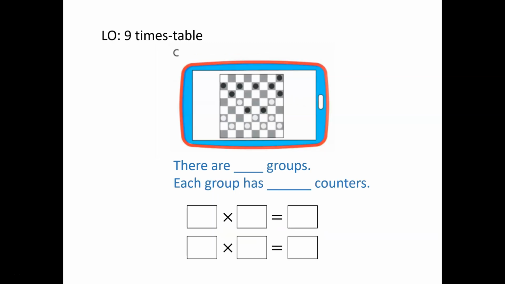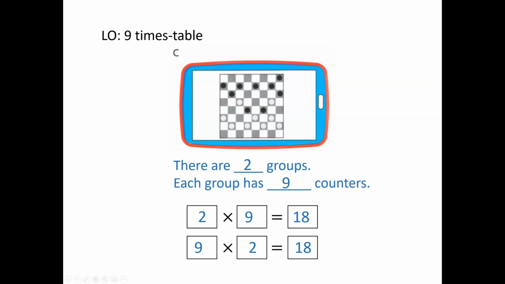Let's look at picture C. C shows a draughts board. You can notice there are 2 groups, and each group has 9 counters. You can see the multiplication sentences are 2 times 9 is equal to 18 and 9 times 2 is equal to 18. There are different methods to work out numbers in the 9 times tables.